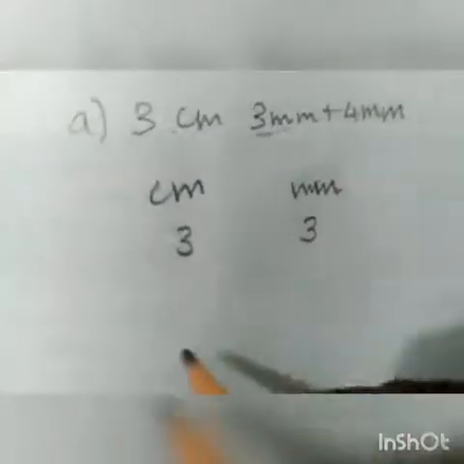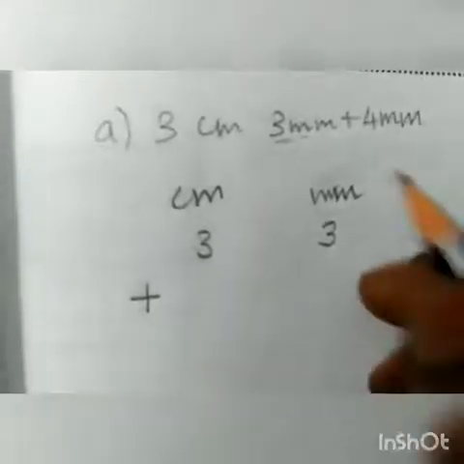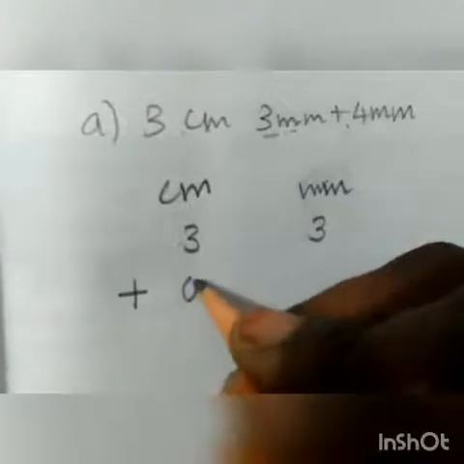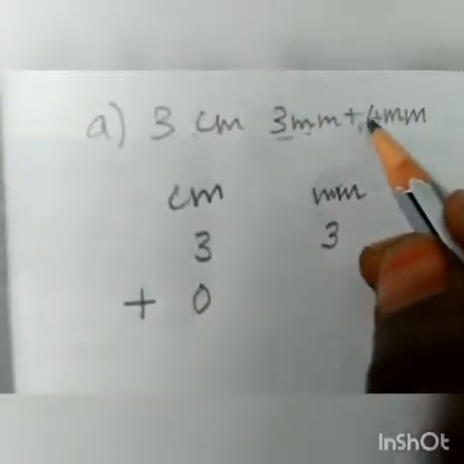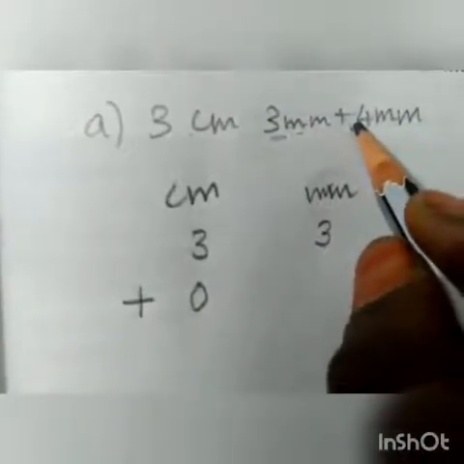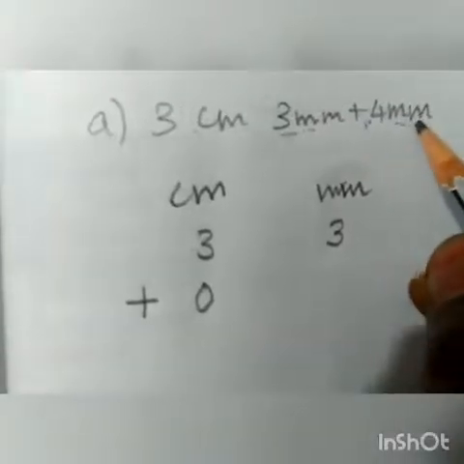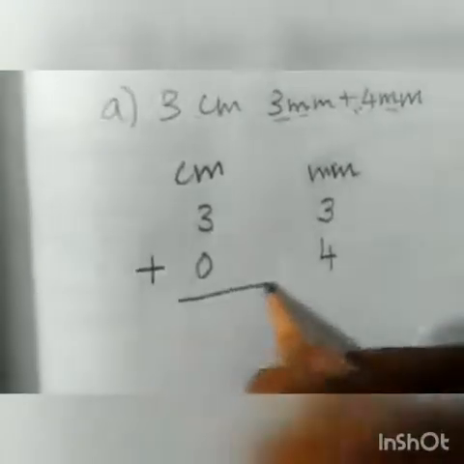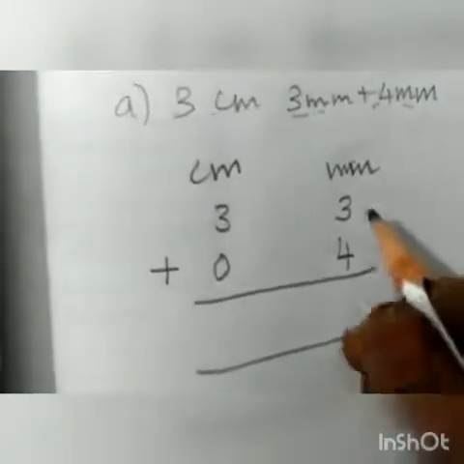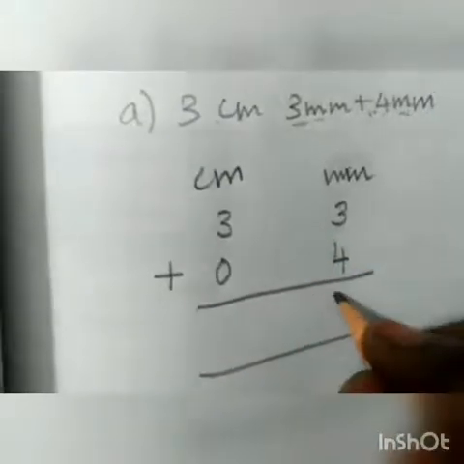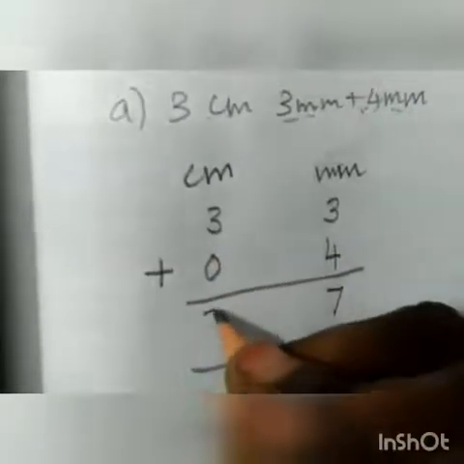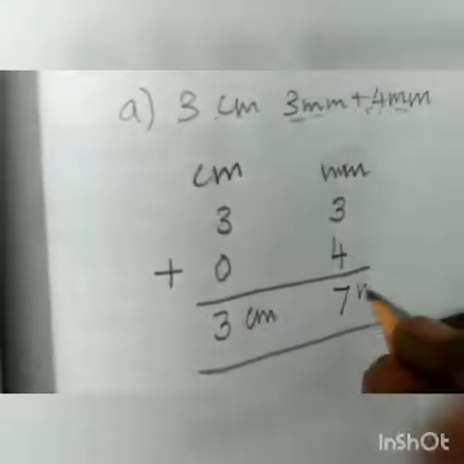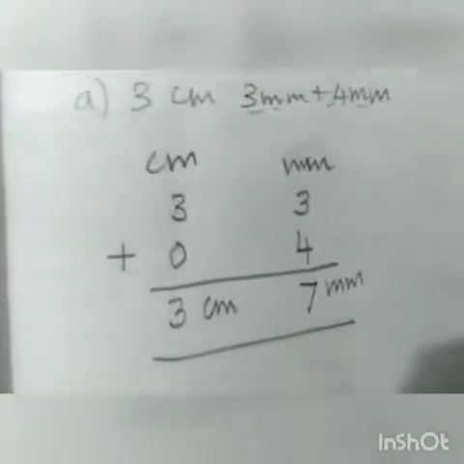Then plus is given, so we have to write plus in the next line. After plus, do we have any centimeter value? No. So we have to put 0 if any value is not given for centimeter after plus. Do we have any millimeter value? Yes, 4 is there. So under millimeter we have to write 4. Now we have to add these two values. 3 plus 4, 7. 3 plus 0, 3. Therefore we got the answer as 3 centimeter 7 millimeter. In this way also we can do addition.